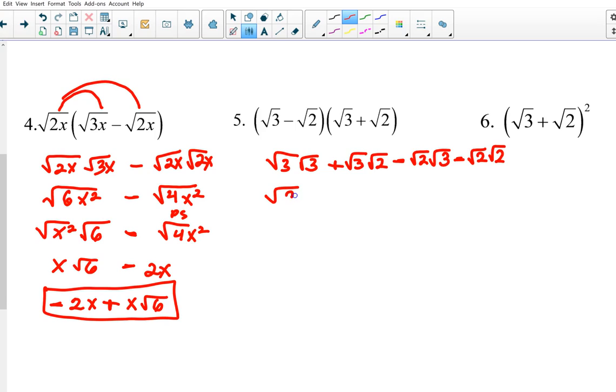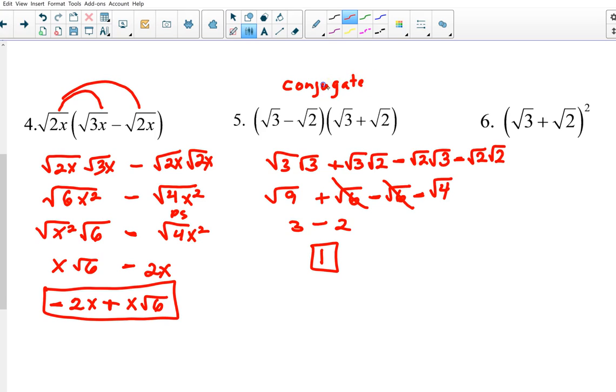This becomes square root of 9 plus square root of 6 minus square root of 6 minus square root of 4. The inner and the outer cancel, and we're left with 3 minus 2 when we simplify square root of 9 and square root of 4. And so our final answer is simply 1. Notice that the only difference between these two binomials is the middle sign. This is known as a conjugate pair.